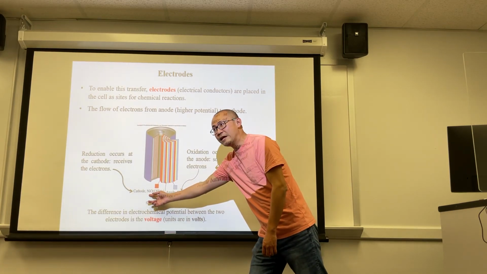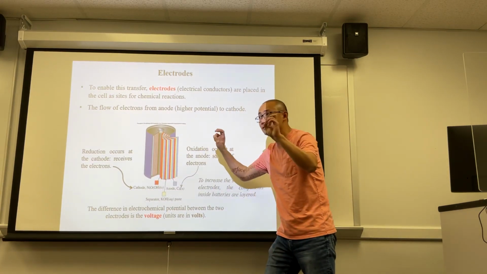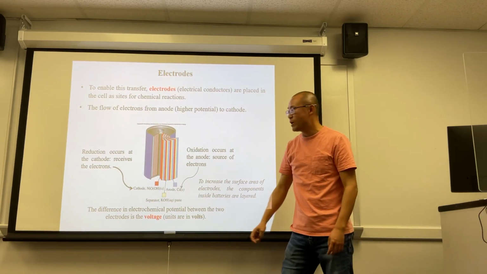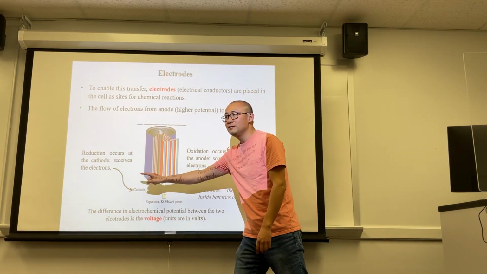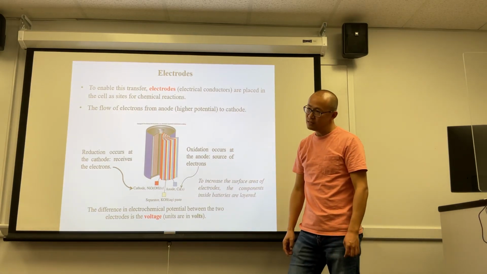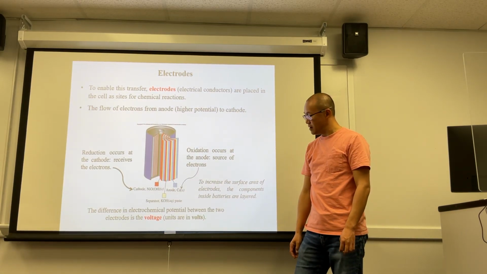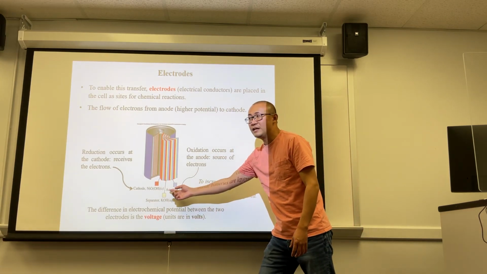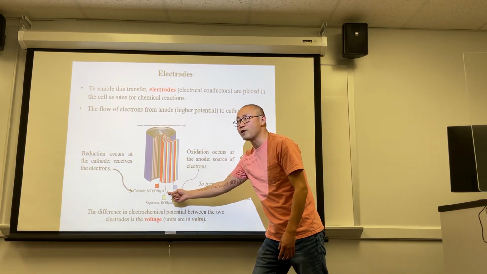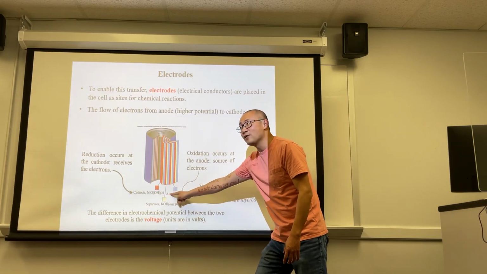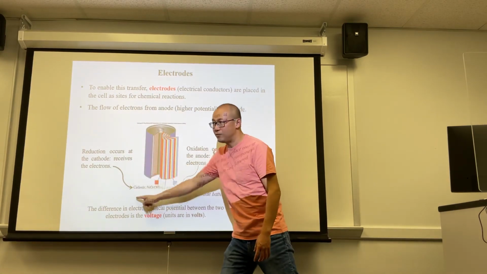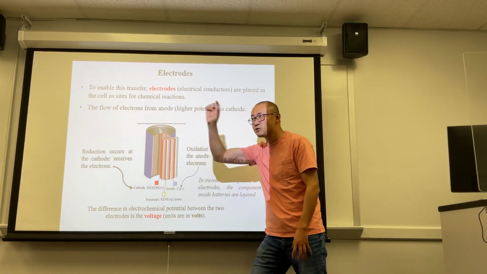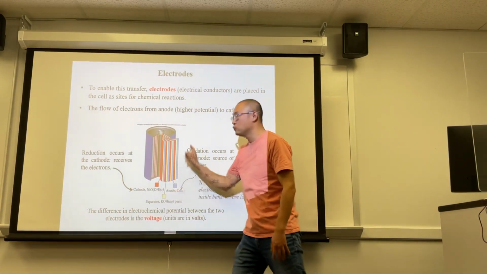Nickel is where electron is what? Gained. That's where reduction happens. We call the electrode cathode. Okay, electrode cathode. And again, the electron flow is always from where to where? Anode to cathode. Why? Because anode losing electron, cathode gains electron. So electron flow in a cell is always from anode to cathode.